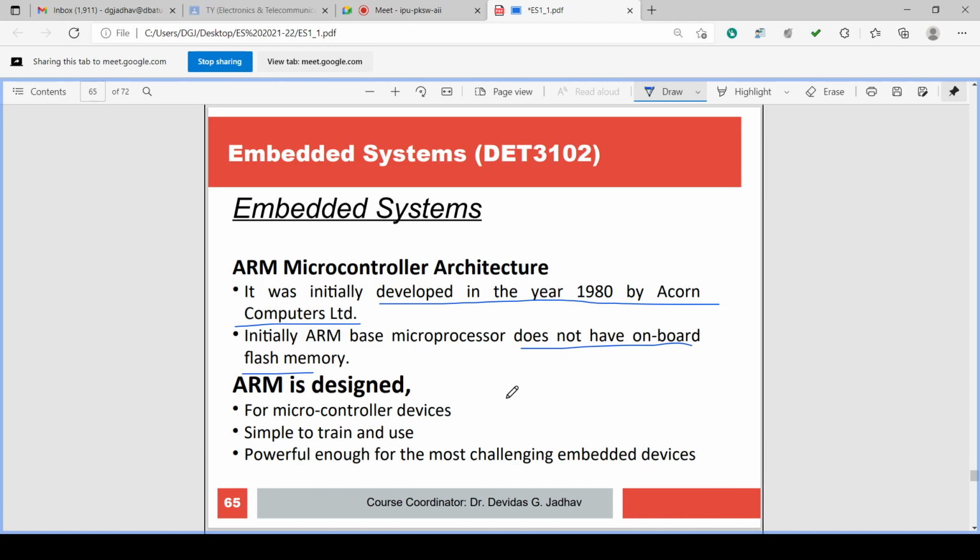ARM is designed for microcontroller devices, simple to train and use, and powerful enough for most challenging embedded system devices.